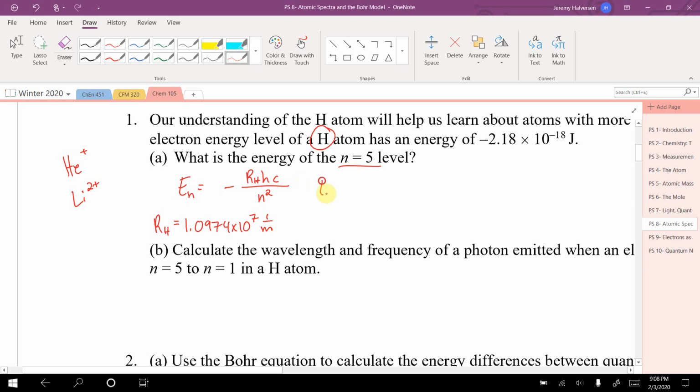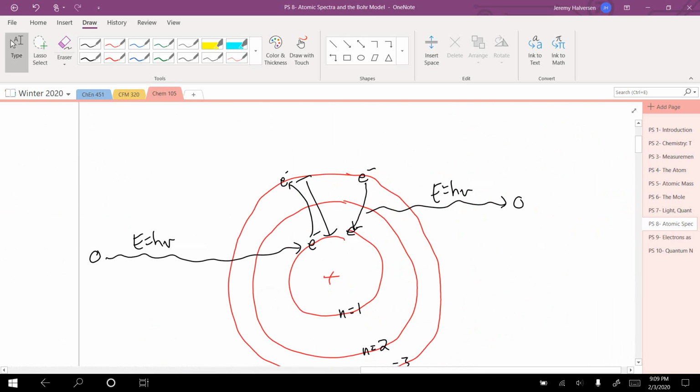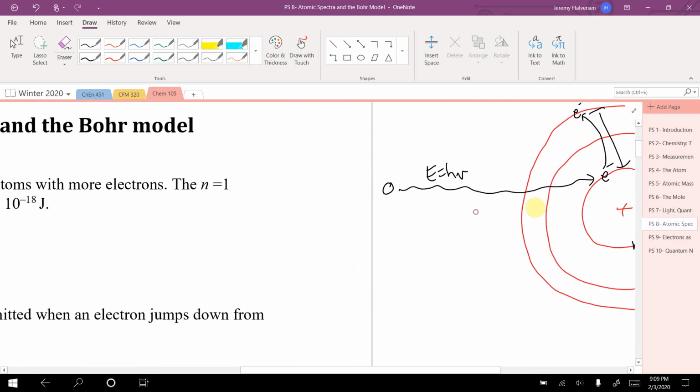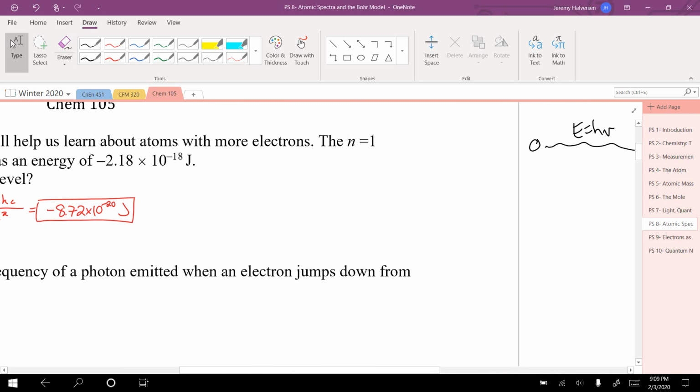So if I just want to find the energy of the n equals 5 level, I would have negative R_H hc over 5 squared. When I do that, I get negative 8.72 times 10 to the negative 20 joules. So jumping back over here, we're saying that if we had an electron not in 1, not in 2, not in 3, that's bad, not in 4, but in 5, that electron would have an energy of negative 8.72 times 10 to the negative 20 joules.